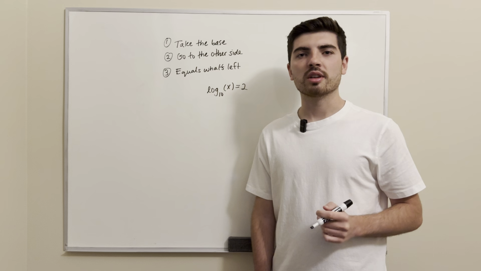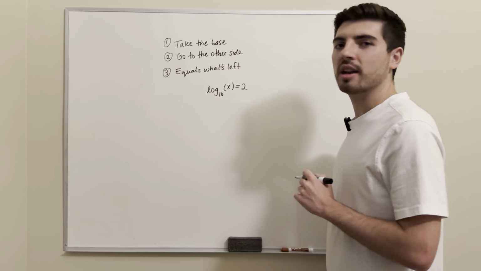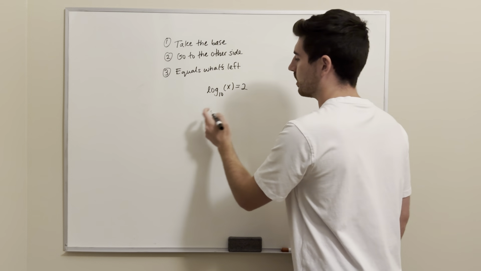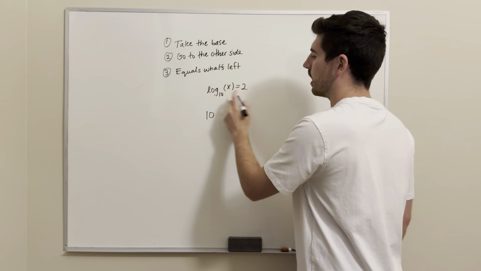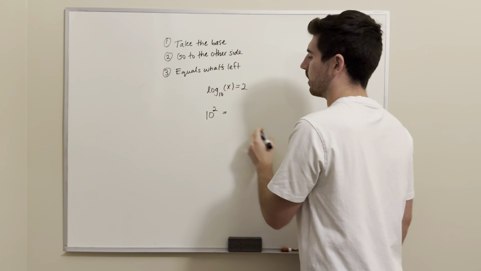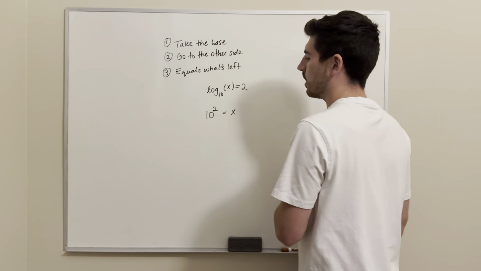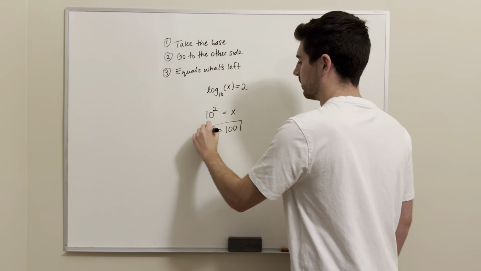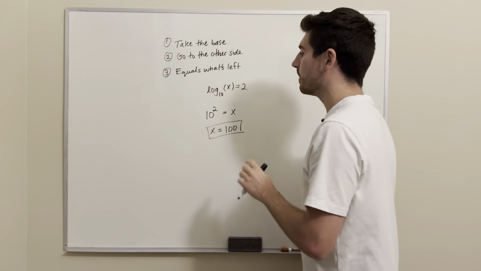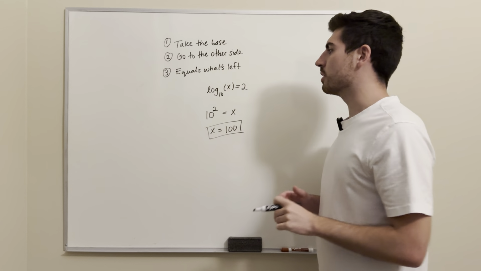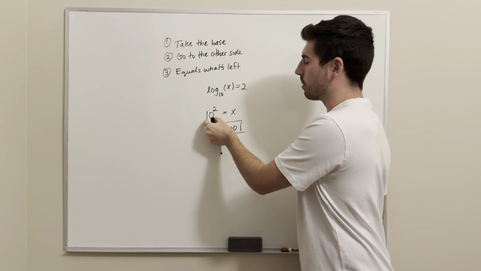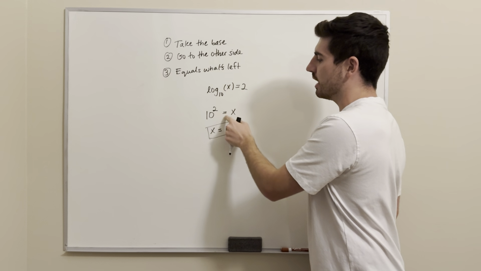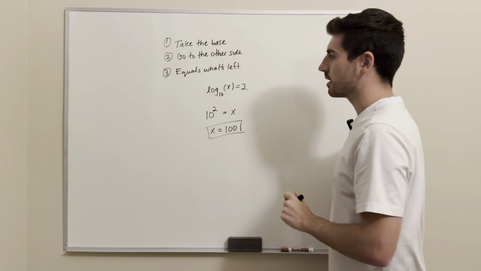Let's solve this equation involving a logarithm. I'll explain how to do it with just these 3 steps. First step, take the base, go to the other side, equals what's left. X is equal to 10 squared, which is 100. It's really that simple. The thing you have to remember is when you take the base, that just becomes a number. When you go to the other side, that becomes your new exponent and then equals what's left, and you just leave that as it is.